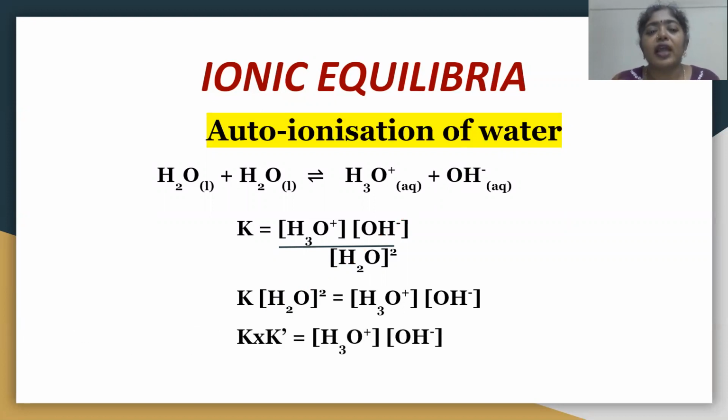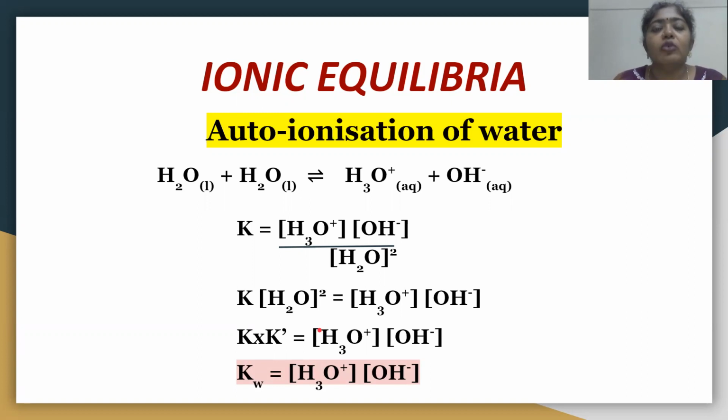So putting that constant as K dash, I have K into K dash is equal to concentration of hydronium ions into the concentration of OH minus ions, that is the hydroxyl ions. Now this K into K dash can be replaced by a quantity Kw, where Kw represents the ionic product of water. So we have the expression Kw is equal to the product of the molar concentrations of hydronium ions and hydroxyl ions.